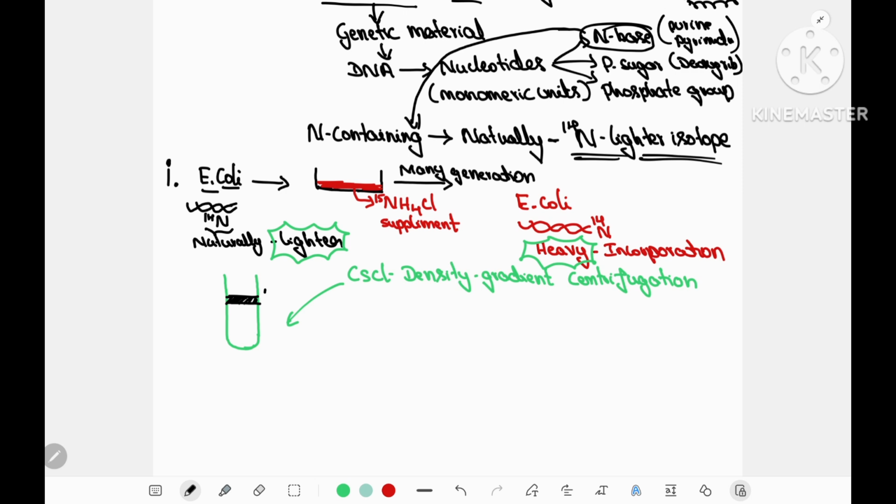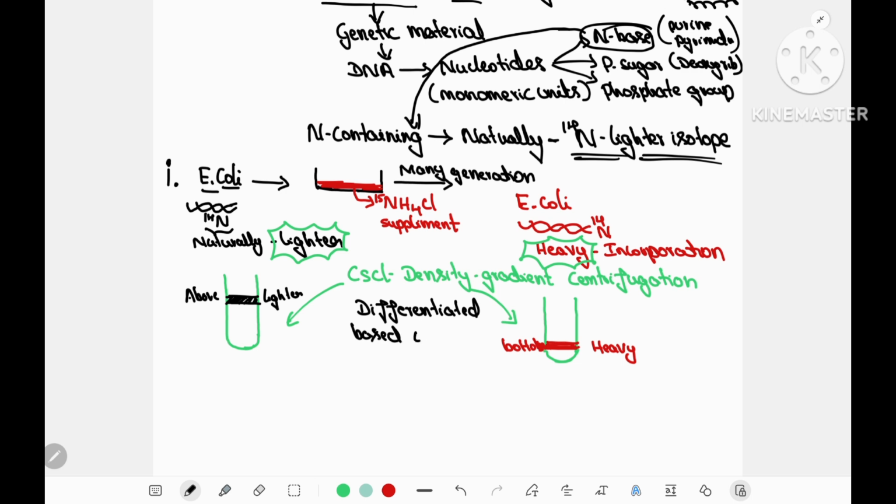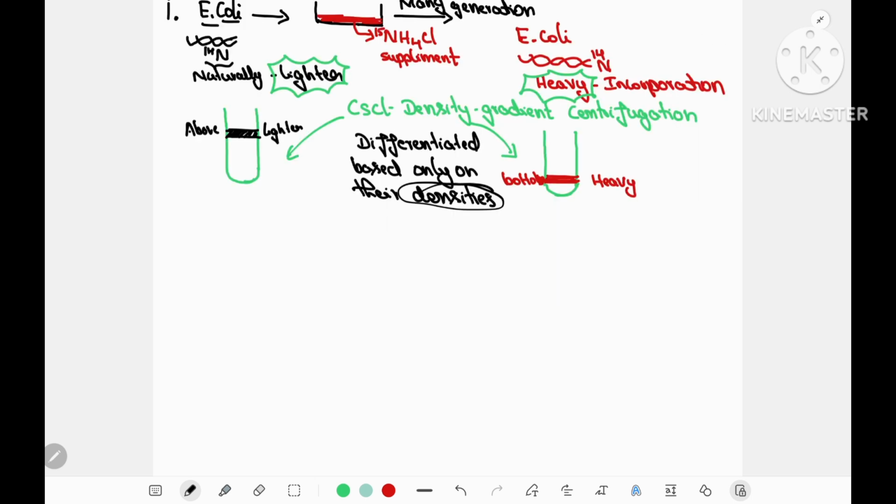Now, these two, lighter and heavier DNA, can be distinguished only based on their densities. Isotope here doesn't mean radioactive. N14 and N15 are not radioactive isotopes. They can be differentiated only based on their density. So when the lighter DNA is subjected to cesium chloride density gradient centrifugation, there was a formation of a band above, that is at the surface, whereas when the heavy DNA was subjected to density gradient centrifugation, the band was formed at the bottom, which suggests it is a heavy DNA.